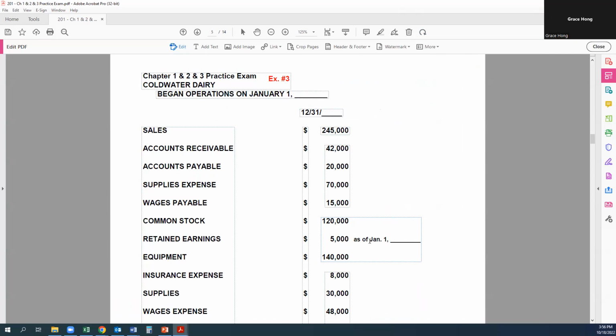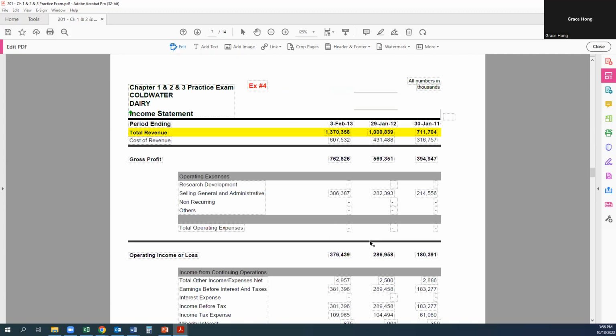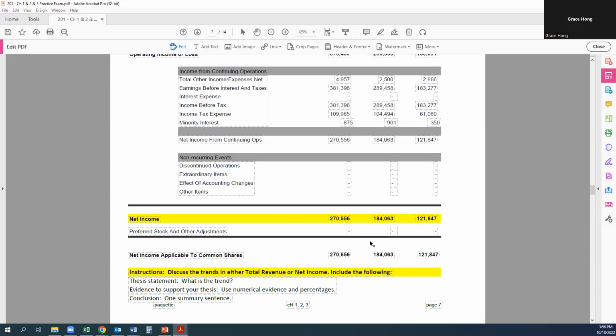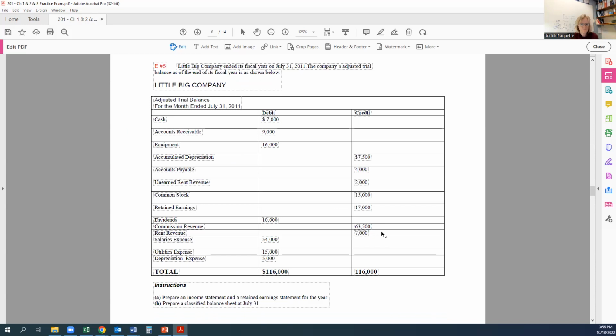Right. I mean, for example, number 5, it's the adjusted trial balance. It just shows on the debit and credit. So it just says retained earnings. It doesn't say anything here. Yeah. So would I use the 17,000 as the beginning balance?